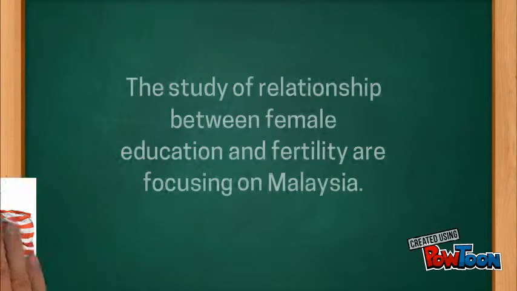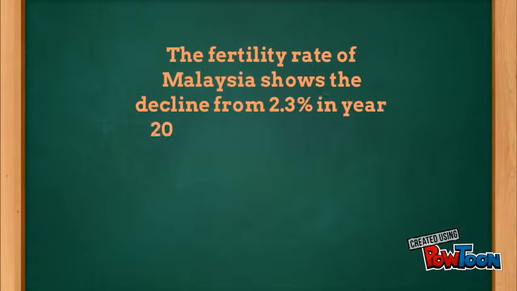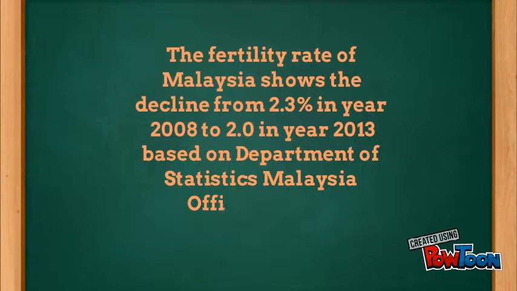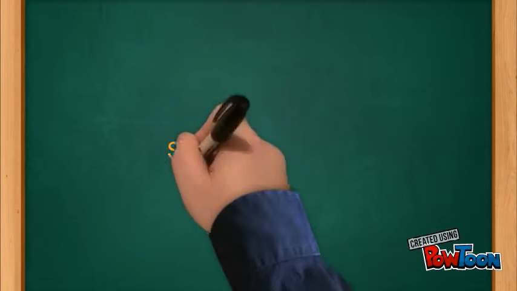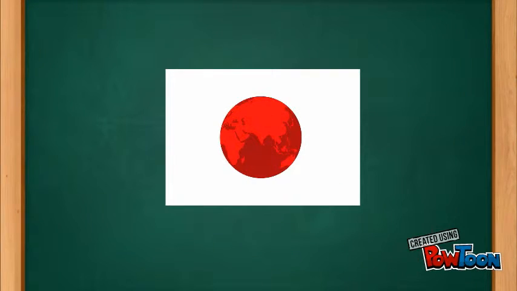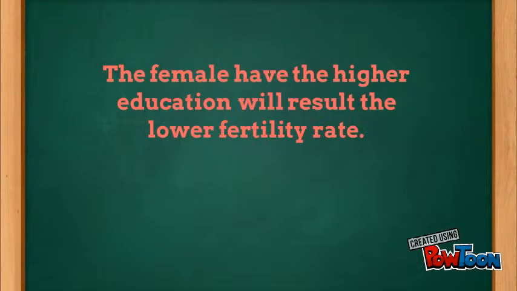The fertility rate of Malaysia shows a decline from 2.3% in year 2008 to 2.0 in year 2013, based on the Department of Statistics Malaysia official portal. According to Shirahase 2000, who conducted the study in Japan, females with higher education will have a lower fertility rate.